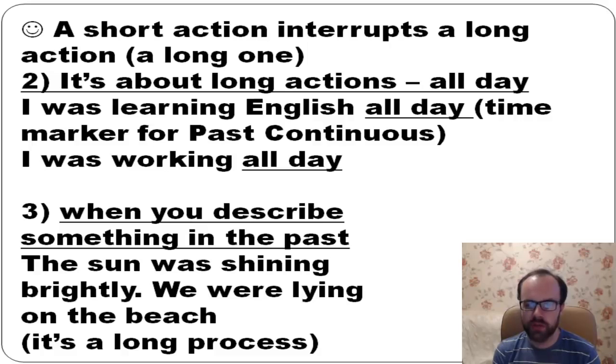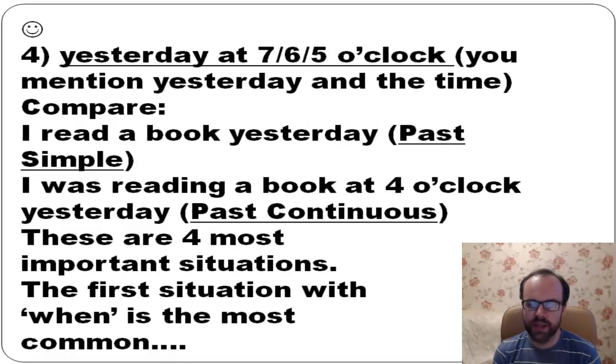3. When you describe something in the past. The sun was shining brightly, we were lying on the beach, so it's a long process. 4. Yesterday, at 7 o'clock, at 6 o'clock, at 5 o'clock. So you mention yesterday and the time. Compare. I read a book yesterday, so it's past simple. I was reading a book at 4 o'clock yesterday. It's past continuous. So these are 4 most important situations. The first situation with when is the most common.